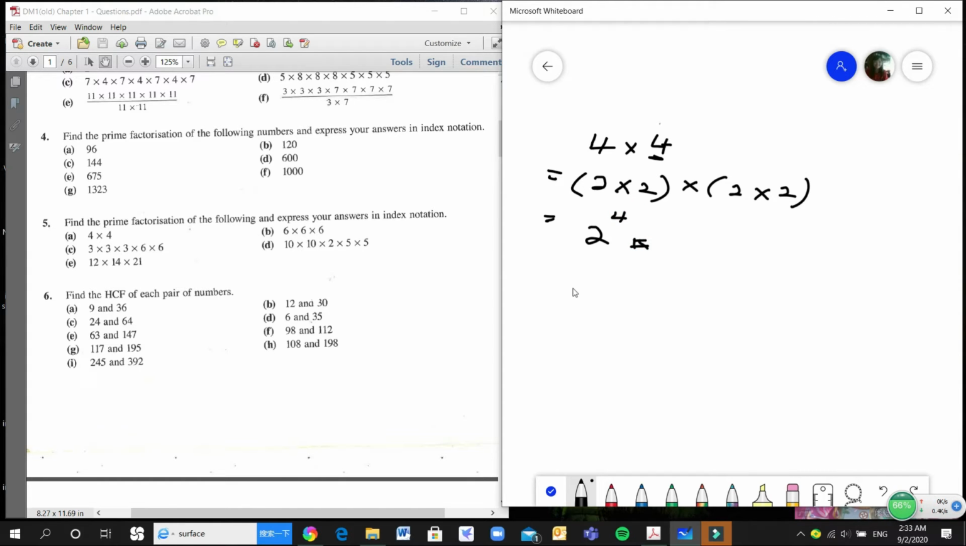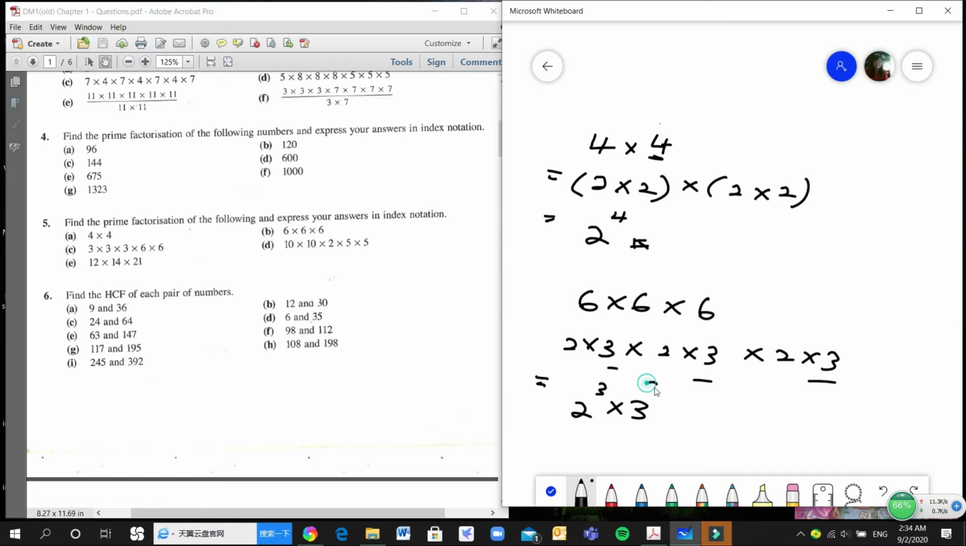And for question 5, maybe I will explain one more example. 6 times 6 times 6. 6 comes from 2 times 3. Here also 2 times 3. The last 6 also 2 times 3. So if I write it in index notation form, I will have 2 to the power of 3 times 3 to the power of 3. That's it.